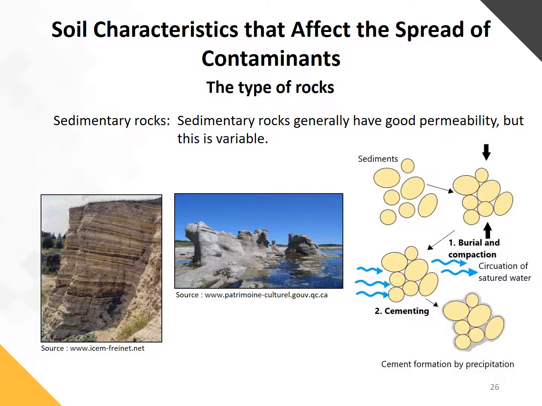They are rocks whose porosity is relatively high but variable. So in some cases, if it undergoes mineral dissolution, there will be a much larger quantity of pores. The contamination will therefore be faster in this type of soil.